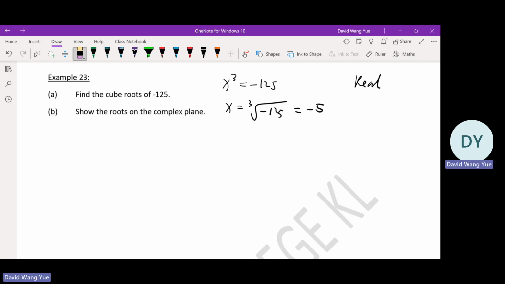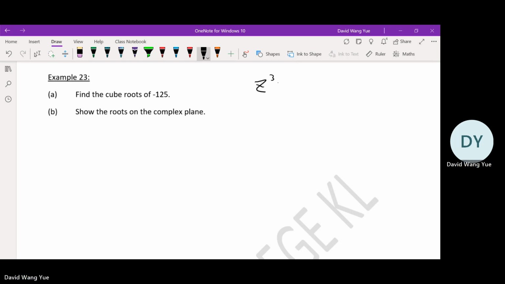But now we are talking about complex numbers. So the complex number solution won't be just one. The solution you get, the cube root of -125 equals -5, is only one of the roots. Okay, the first root is -5. Then what is the other root?